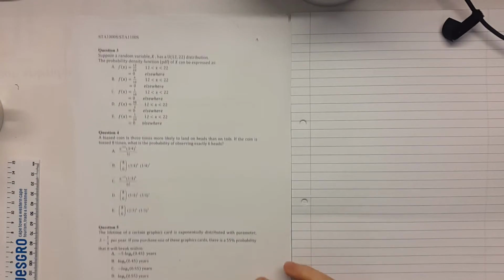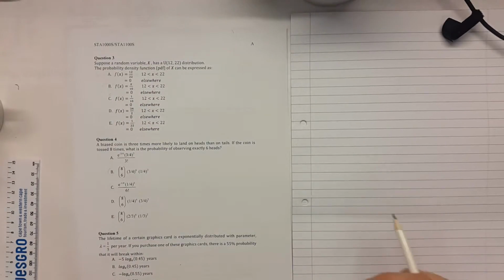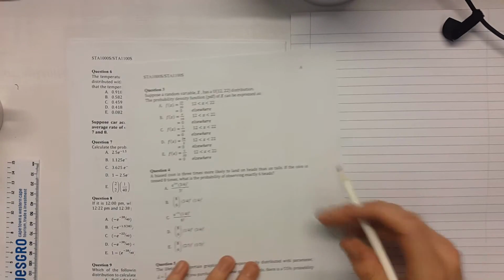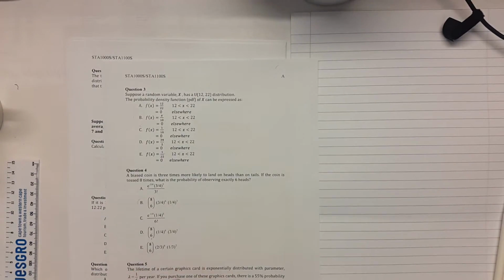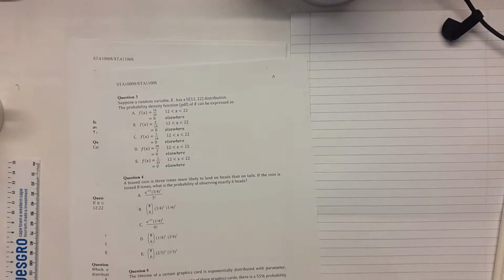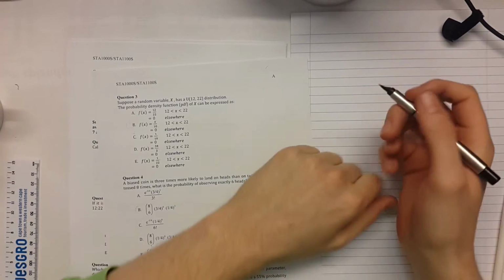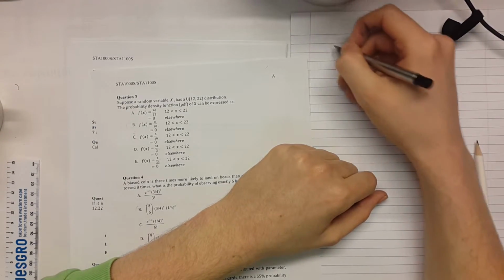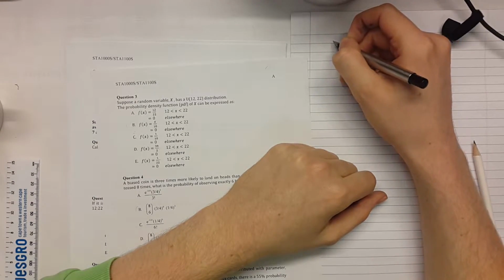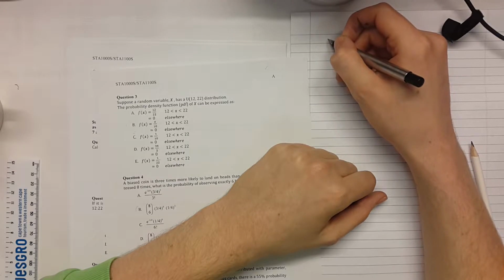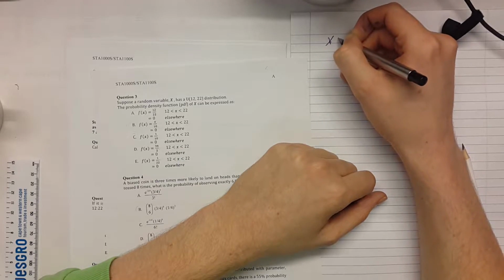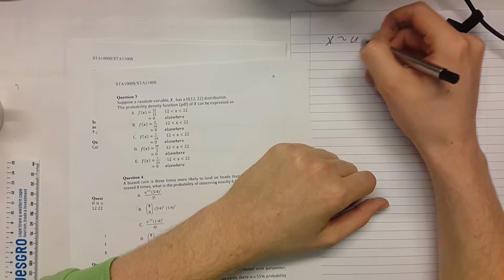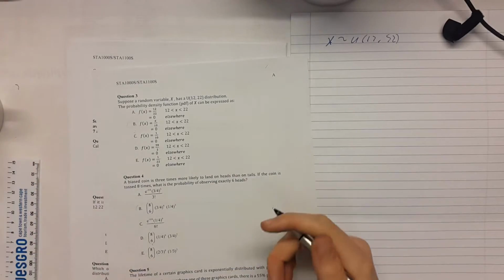Awesome. We now move on to question 3. Suppose we have a random variable x, and x has the U distribution, so uniform distribution, with parameters 12 and 22. So we know that x follows a uniform with 12 and 22. Okay, awesome. The probability density function, PDF of x, can be expressed as which one of these?